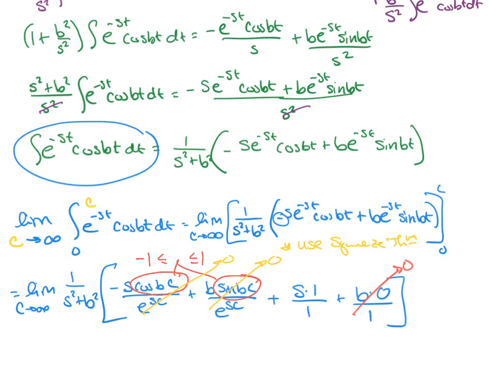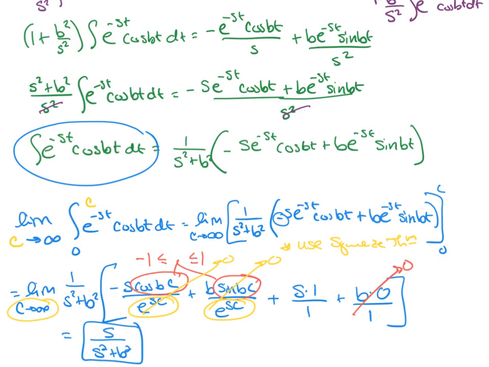So since our cosine and our sine in our numerators are bounded between negative 1 and the biggest they could possibly get is 1, then yes, they're oscillating back and forth, but man, that e in the denominator is getting so darn big as c goes to infinity that it doesn't matter what the numerators are oscillating if they're only getting to 1. So here's what we have: s over s squared plus b squared. Cool. Okay, so this was the cosine one.